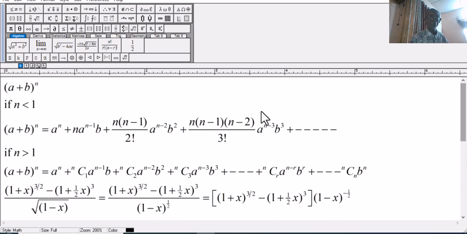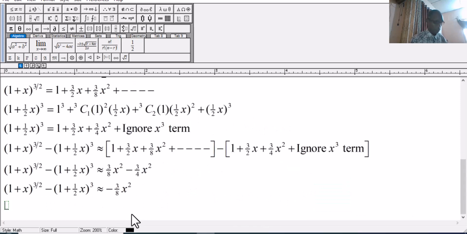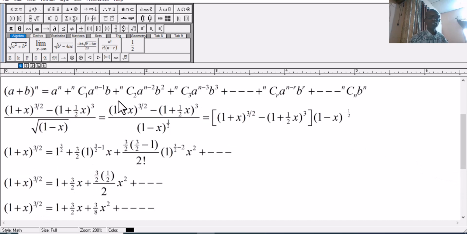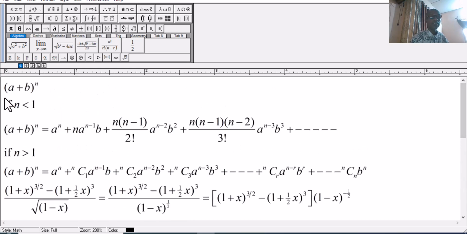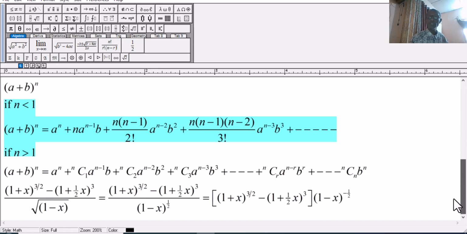So the second one that we need to deal with is this one, which we want to deal with now. So I'm going to expand that also. So just follow along as we do it. So now this is 1 minus x raised to the power of minus half, and minus half is less than 1. So now you see what I'm doing. I'm going to copy this line, when your n is less than 1.